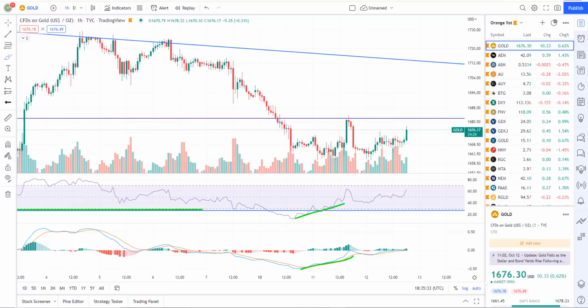The name of the game here is to reduce risk. Keep the risk as small as we possibly can. There always is some risk, but that's kind of what I'm planning on doing.